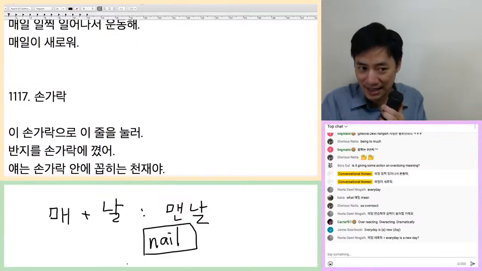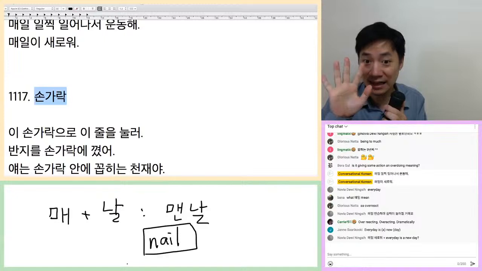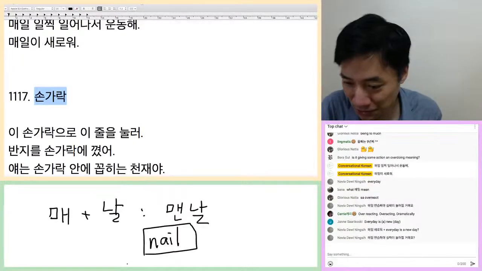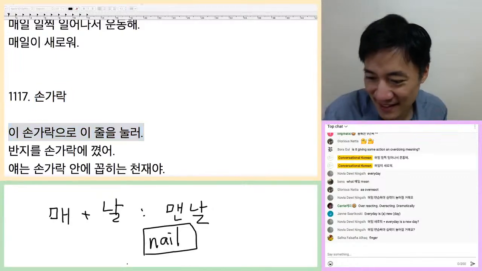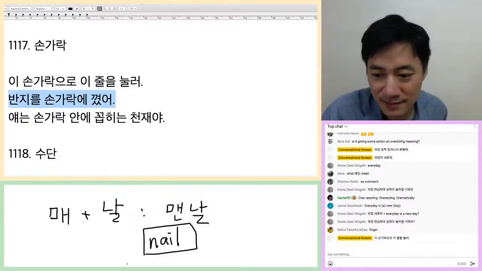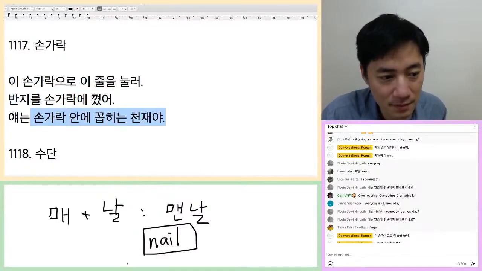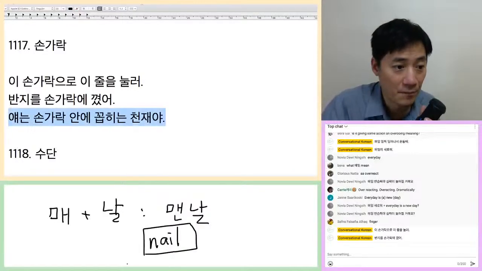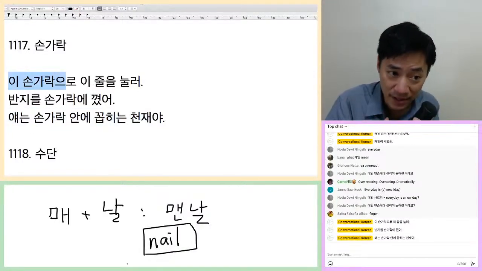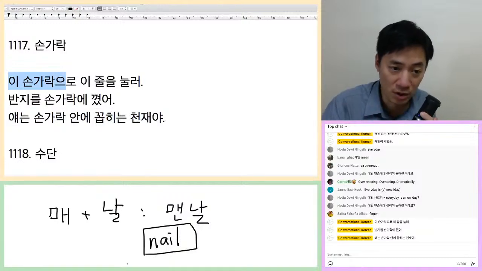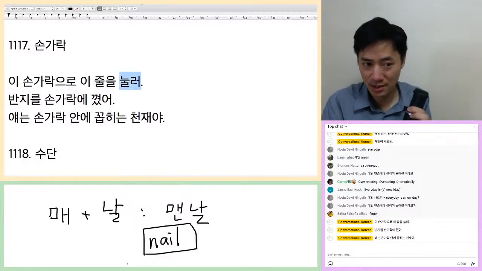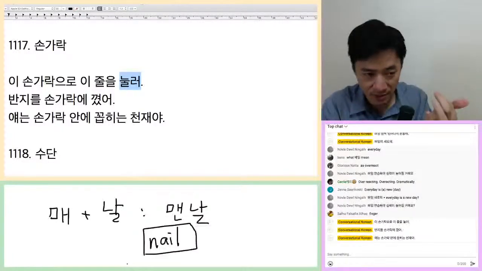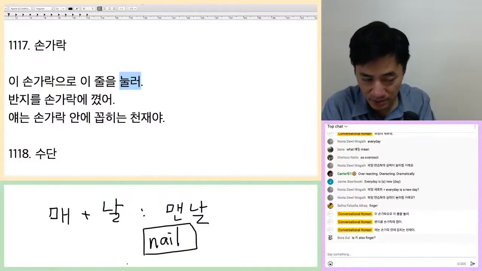And the next one is 손가락. You see, 다섯 손가락, right? So you know what 손가락 means. Finger, that's right. 이 손가락으로 이 줄을 눌러: this finger, this string, press. Like when you teach playing guitar or violin, you press this string with this finger and press this string with this finger, something like that.